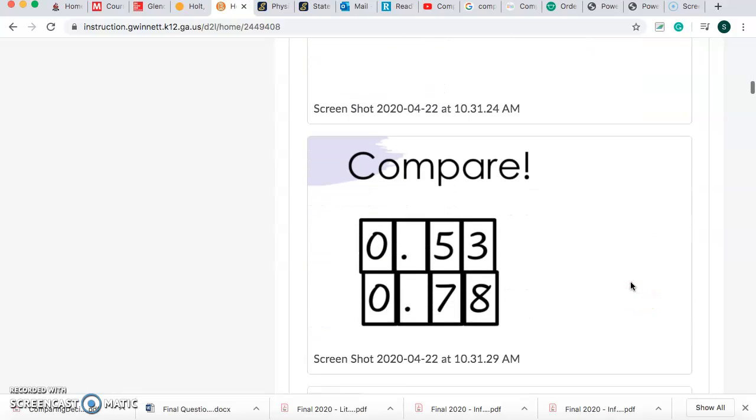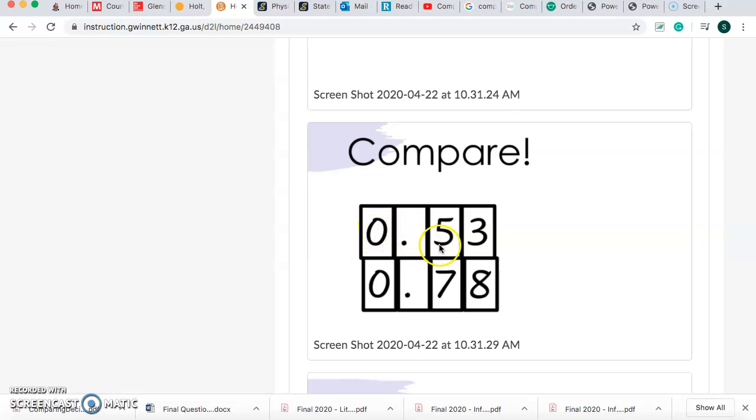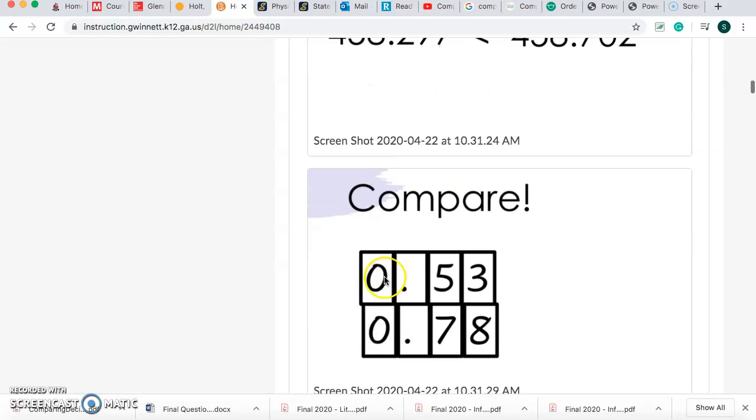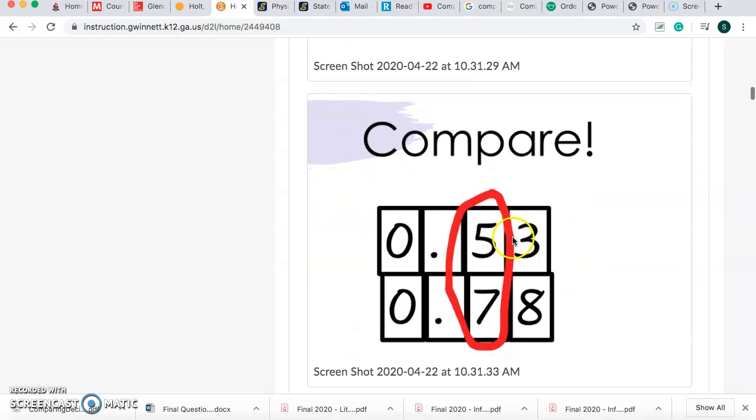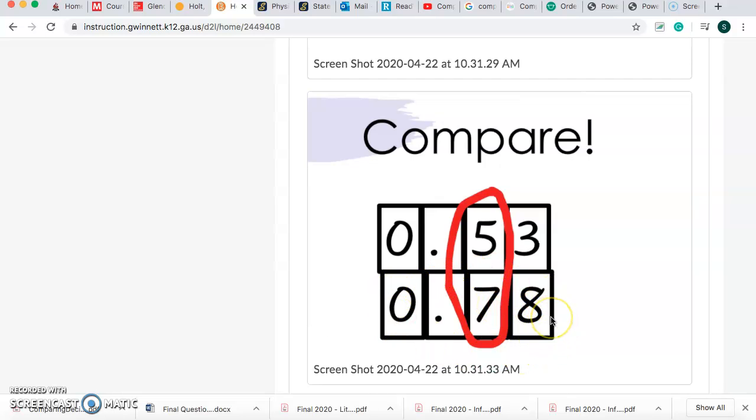Let's try another one. We've got 0.53, 0.78. We start at the hundreds, or at the tenths. We see 0. That's the same. Then you see your decimal point. That's the same too. But look, this is different. What's different about it? Let's compare. Which number is bigger, 5 or 7? Well, 7 is bigger than 5. So the alligator is going to want to eat this number right here.